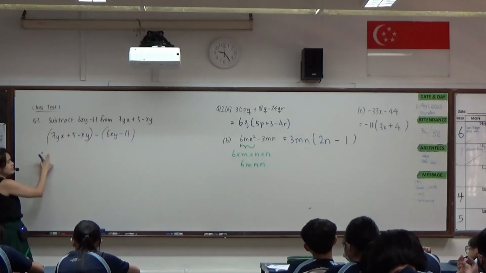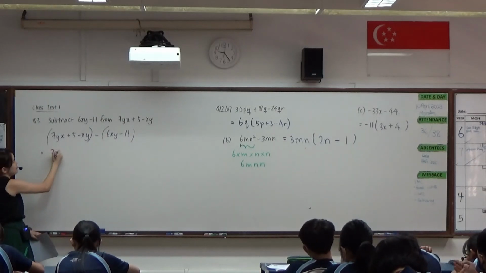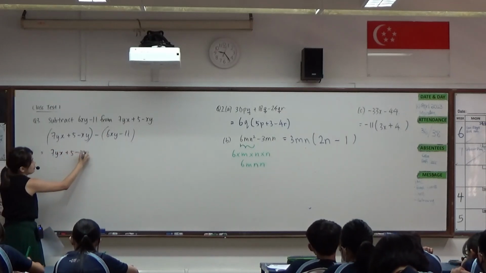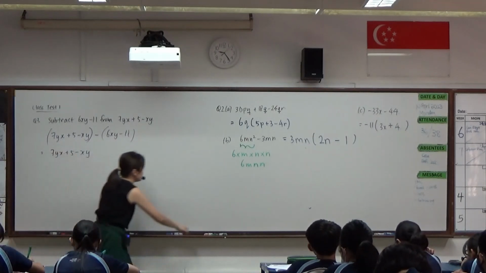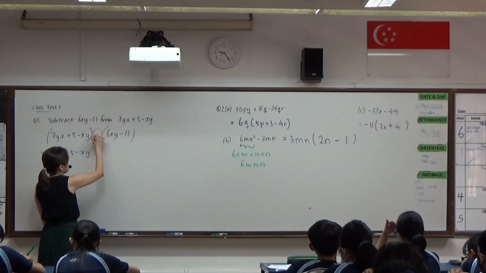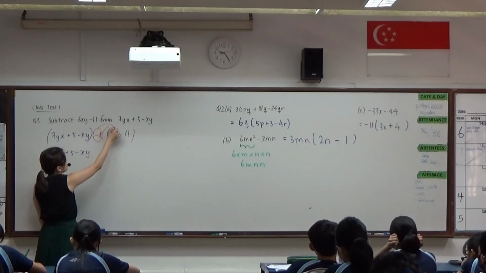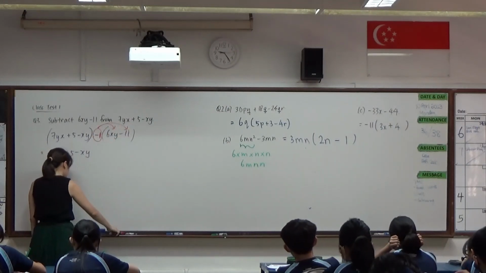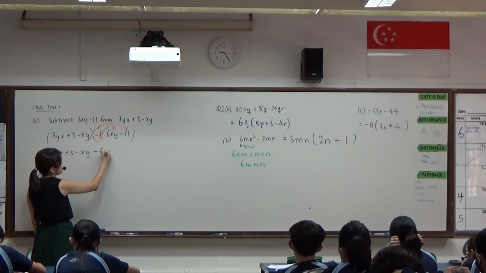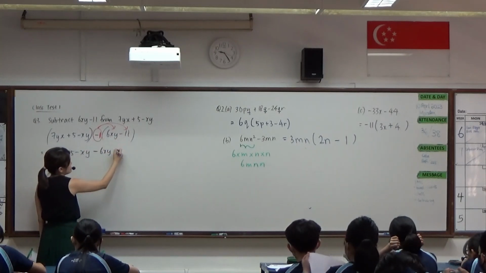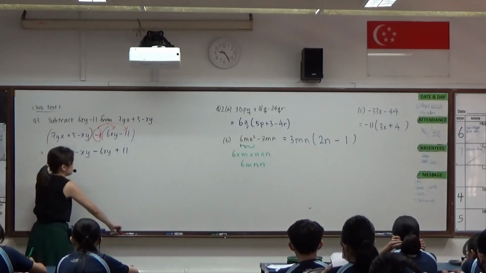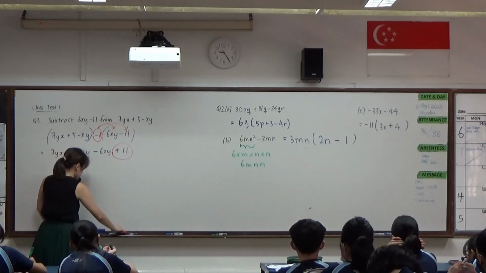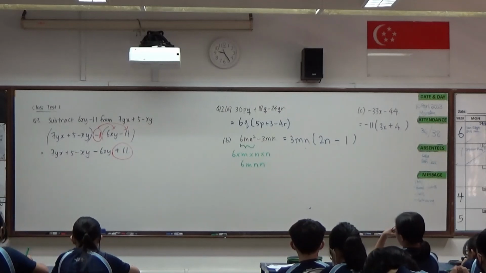Alright? Next step, we open up the brackets, and by opening it up, it doesn't mean that we just happily remove them. Okay? There is a minus sign over here. It is actually a minus 1. We expand it. I will get minus 6xy. Minus and minus gives us plus. So I'll get plus 11. Okay? So this is the problem that most of you meet.